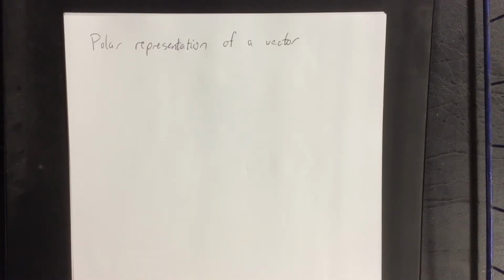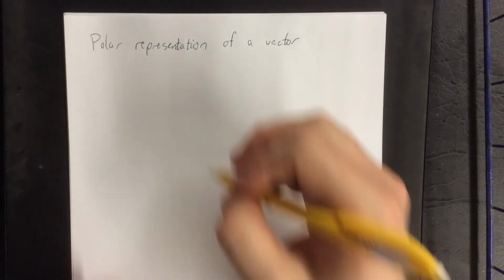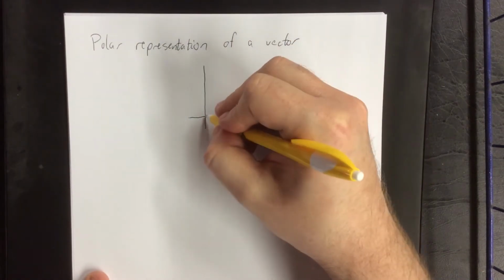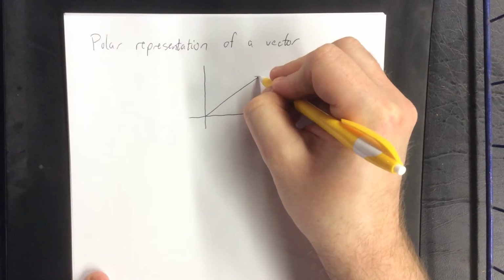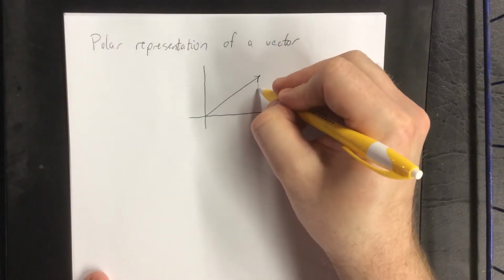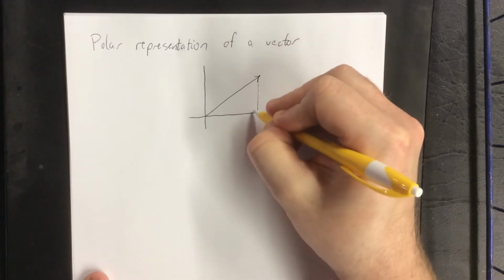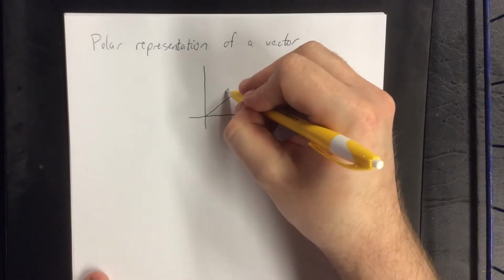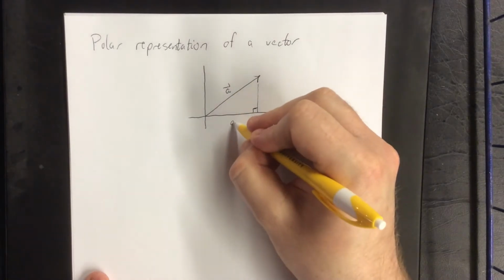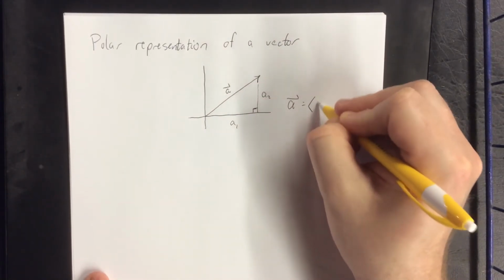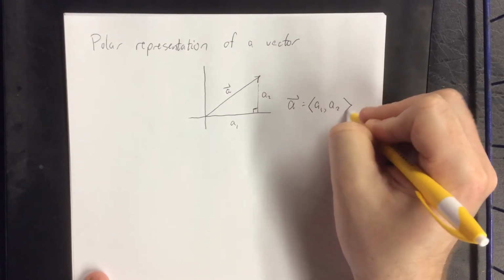For the polar representation of a vector, first thing I'm going to do is draw what is hopefully a very familiar looking drawing. Suppose that we have a vector. We'll make this a quadrant 1 vector for lack of a better idea. We'll draw this in terms of its components. We'll take vector A, and we'll refer to the components as A1 and A2. So vector A has components A1 and A2.